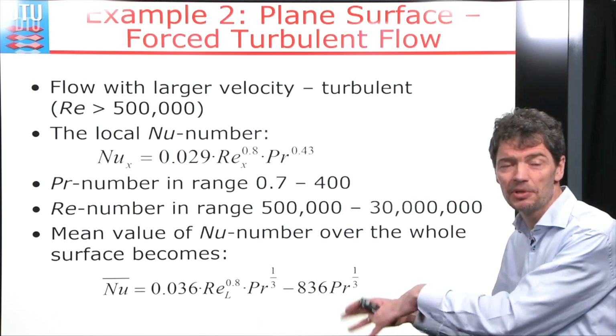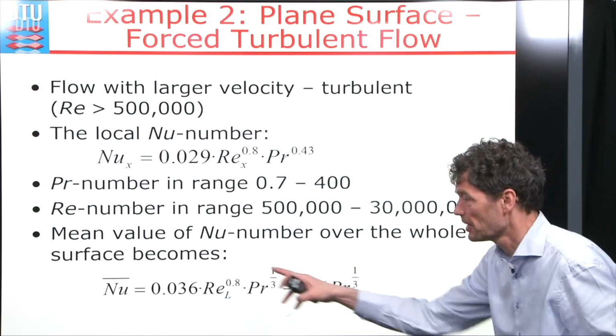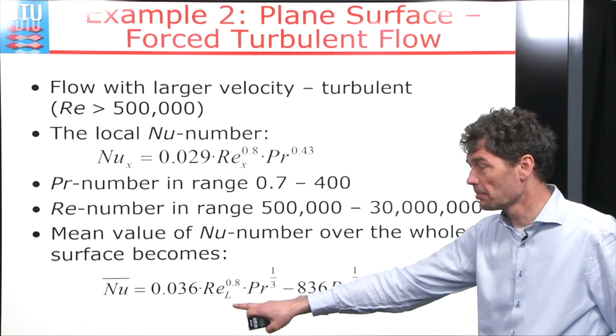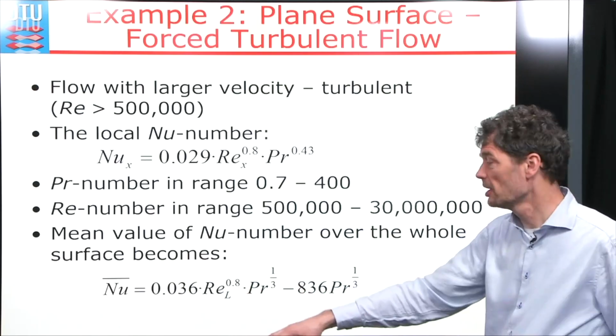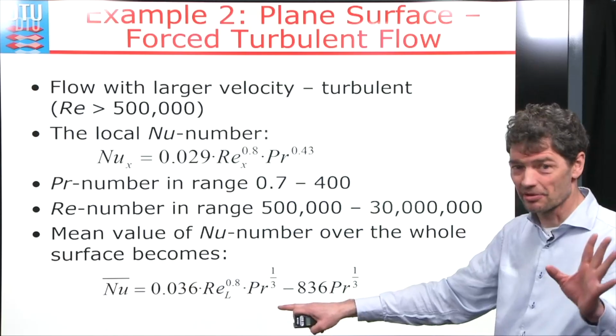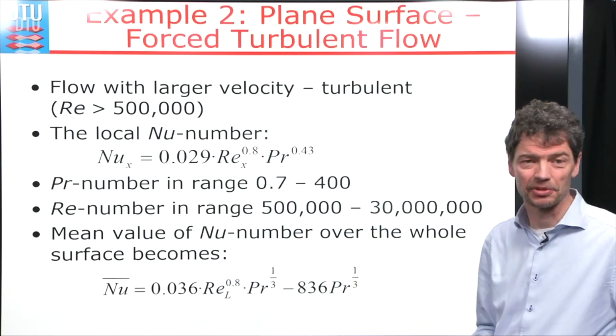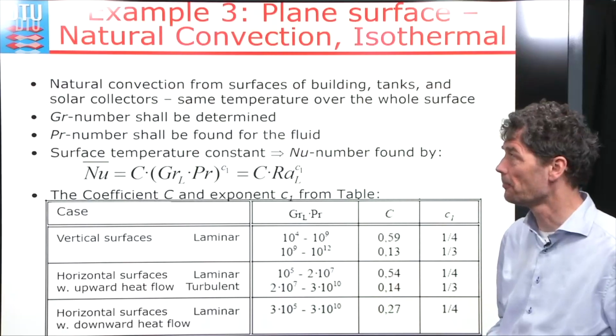So identify the formula and use it by calculating for your case the relevant dimensionless numbers, here the velocity Reynolds number and the Prandtl number for the fluid. And we need to find the Prandtl number also in the last term of this formula here.